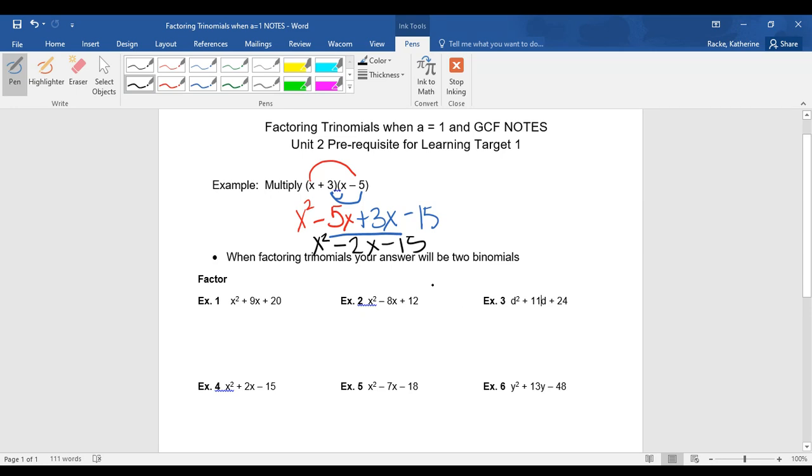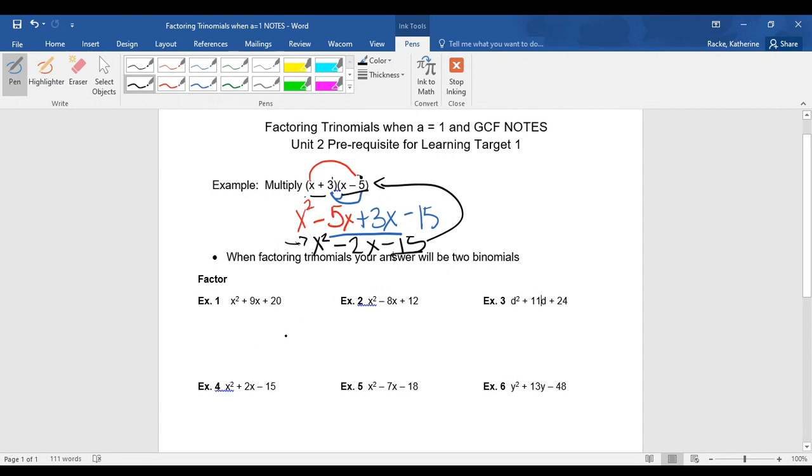You want to pay attention here, because if you see negative 15 here, 3 times the negative 5 gives us a negative 15. So (x + 3)(x - 5) is the factored form of x squared minus 2x minus 15. When factoring a trinomial, here's your trinomial, and your answer will be two binomials. Now we're going to work backwards. We're going to start with our trinomial and factor that.